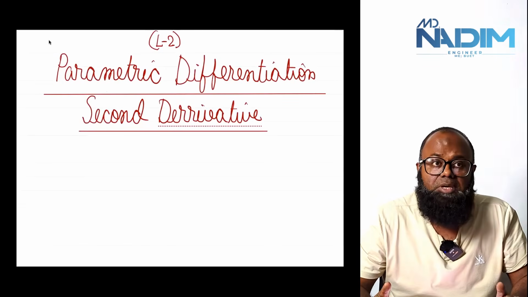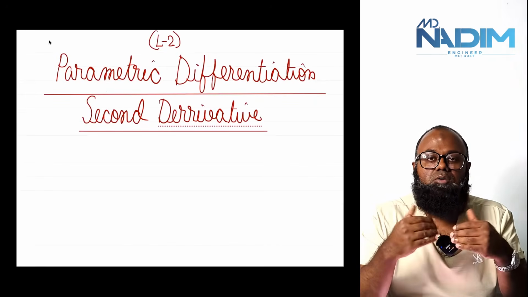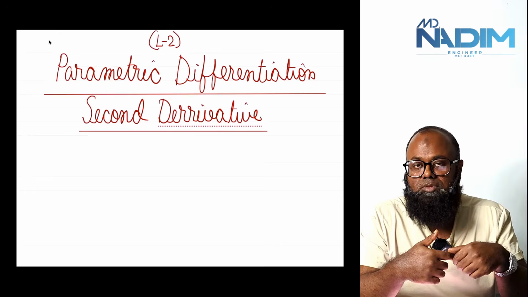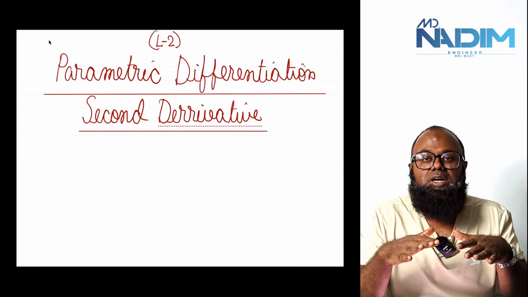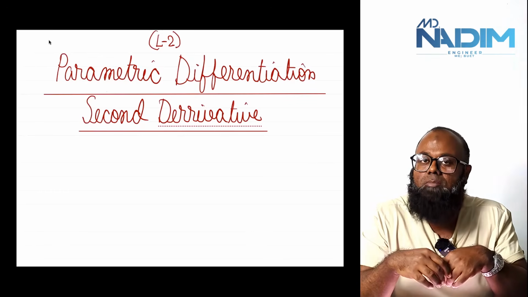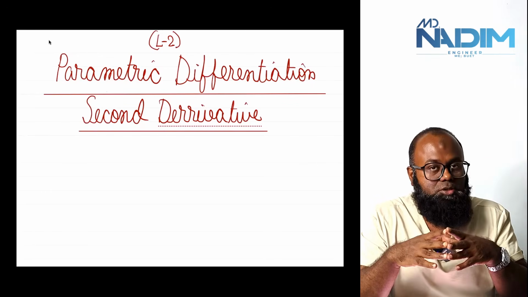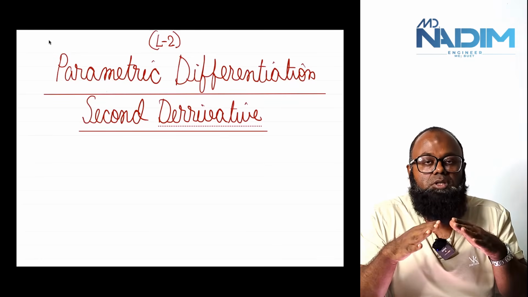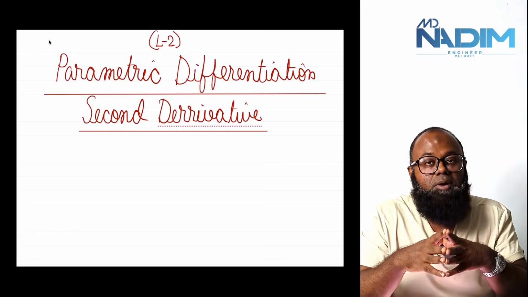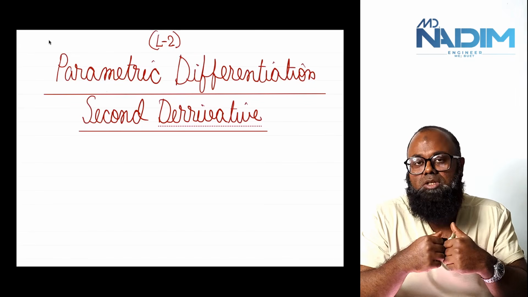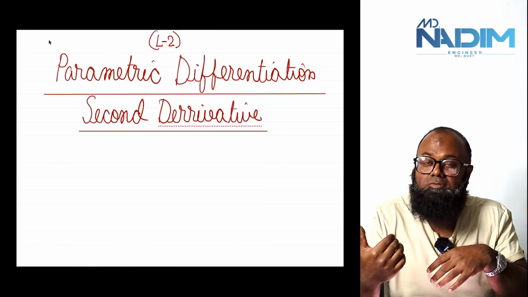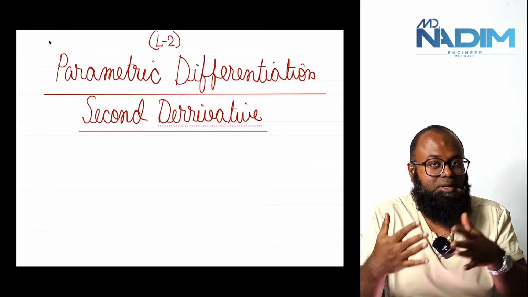Here we will discuss the second derivative of parametrically defined equations. As you know, in P3 you learned how to get the first derivative of parametric equations. But we didn't learn the technique of how to get the second derivative from a parametrically defined equation. In this lecture, we will try to understand how to get the second derivative, and then how to use that to find the nature of stationary points and other applications.